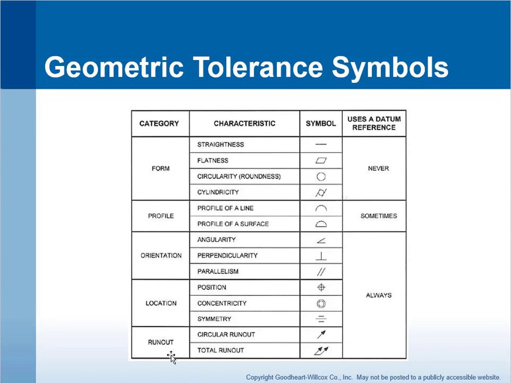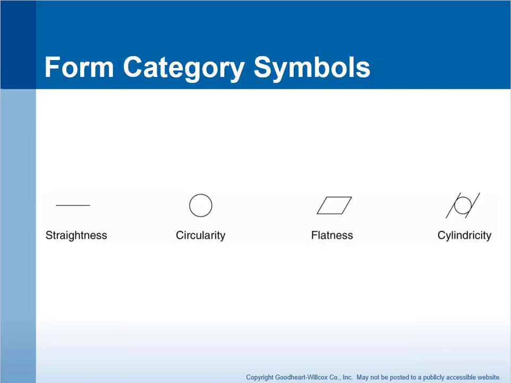The last basic category of geometric tolerancing is runout. Here's the symbol for circular runout, and here's the symbol for total runout. These are the form categories. I went over it in the table: straightness, circularity, flatness, and cylindricity.